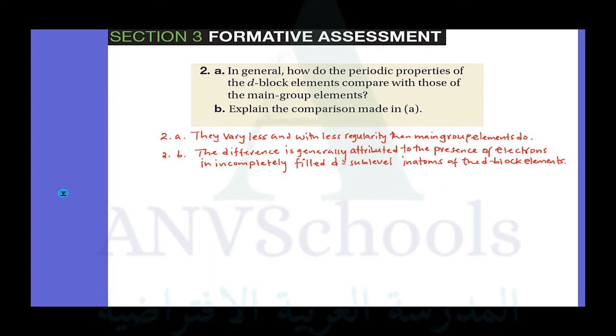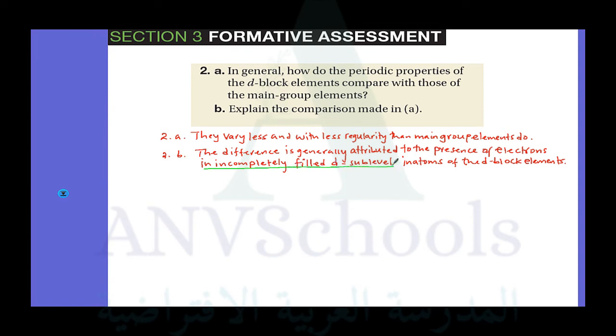So the variation with each other is very little, and the regularity is also very little. The reason is that the difference is generally attributed to the presence of electrons in an incompletely filled d sublevel.